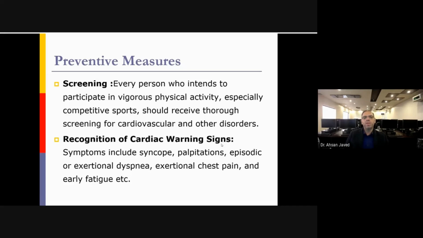Preventive measures also include the recognition of cardiac warning signs. The persons involved with the athlete, maybe other athletes, the trainer, the physical therapist, or the doctor, should be able to identify them. There are always certain warning signs present before the occurrence of an event, and they may include syncope, palpitations, and episodic or exertional dyspnea. The person may be more fatigued as compared to other players of the same team.